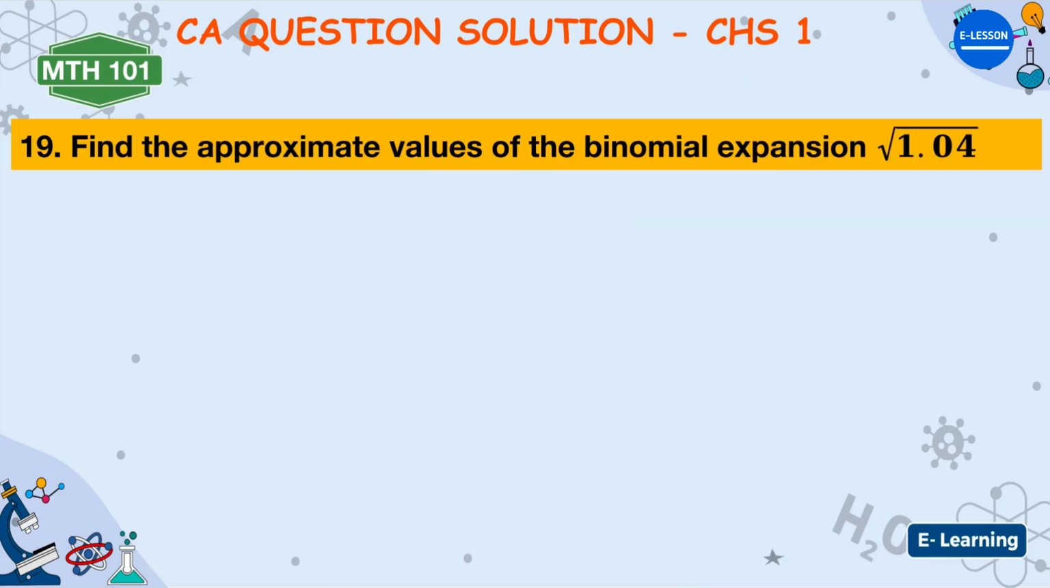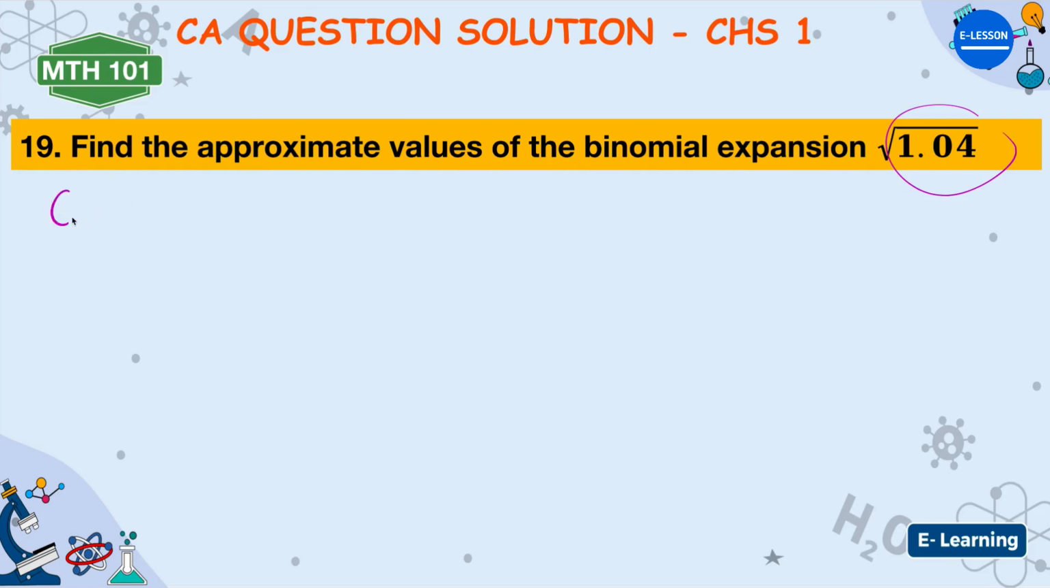Now, the next question says, find the approximate value of the expansion. This expansion, if you see this in your exam and then you are going to solve binomial expansion, I don't know what to quantify you. You just press your calculator and you get your answer in an exam condition. But if they want you to solve it, you use this 1 plus n.